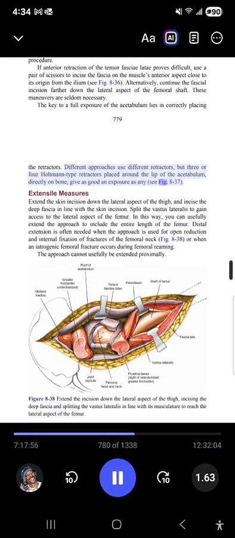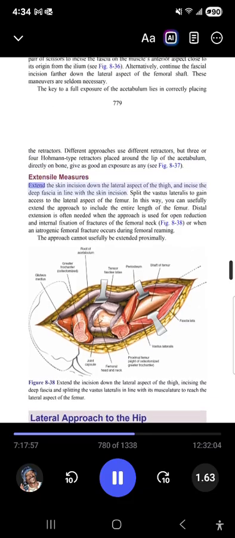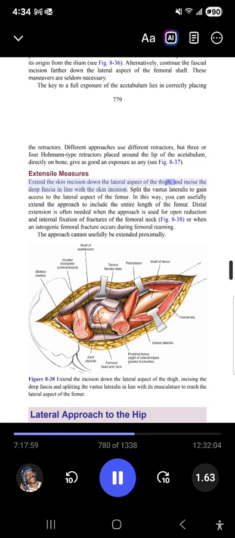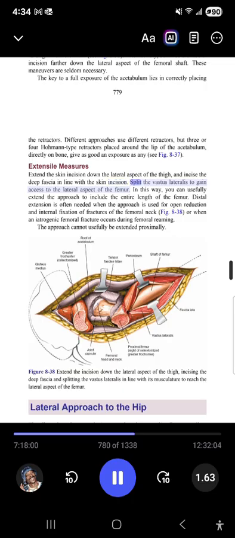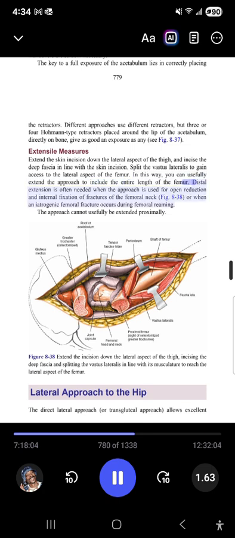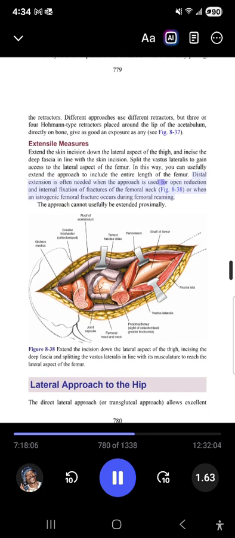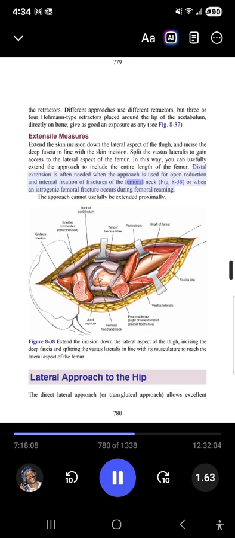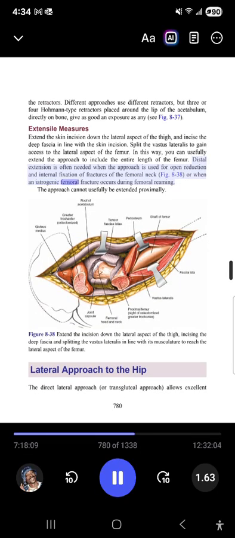See figure 8-37. Extensile measures. Extend the skin incision down the lateral aspect of the thigh, and incise the deep fascia in line with the skin incision. Split the vastus lateralis to gain access to the lateral aspect of the femur. In this way, you can usually extend the approach to include the entire length of the femur. Distal extension is often needed when the approach is used for open reduction and internal fixation of fractures of the femoral neck, figure 8-38, or when an iatrogenic femoral fracture occurs during femoral reaming.